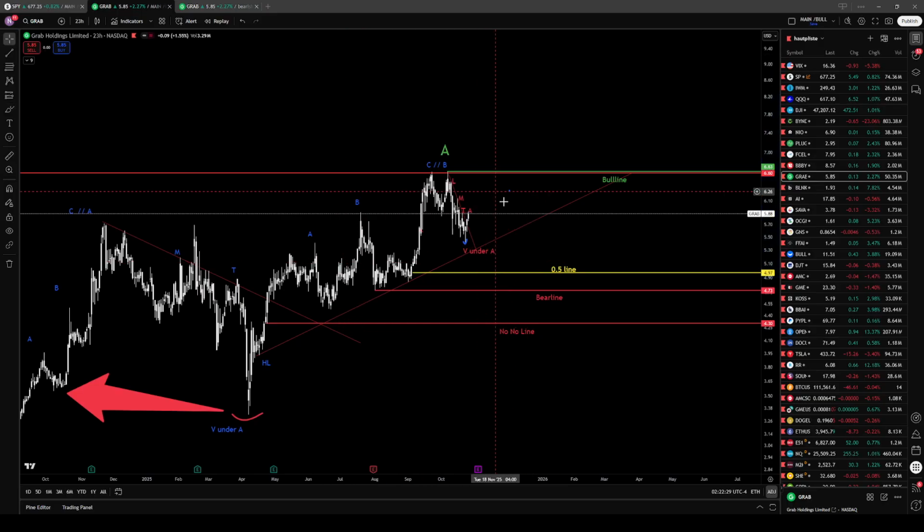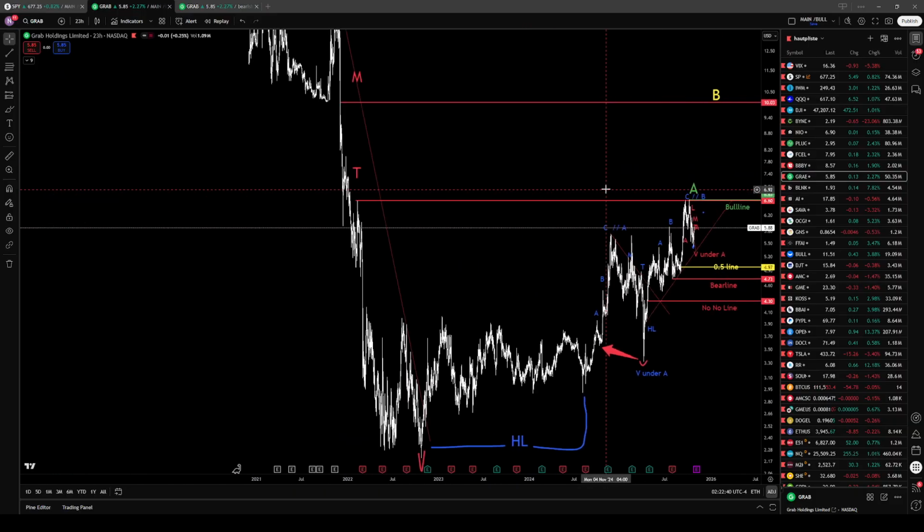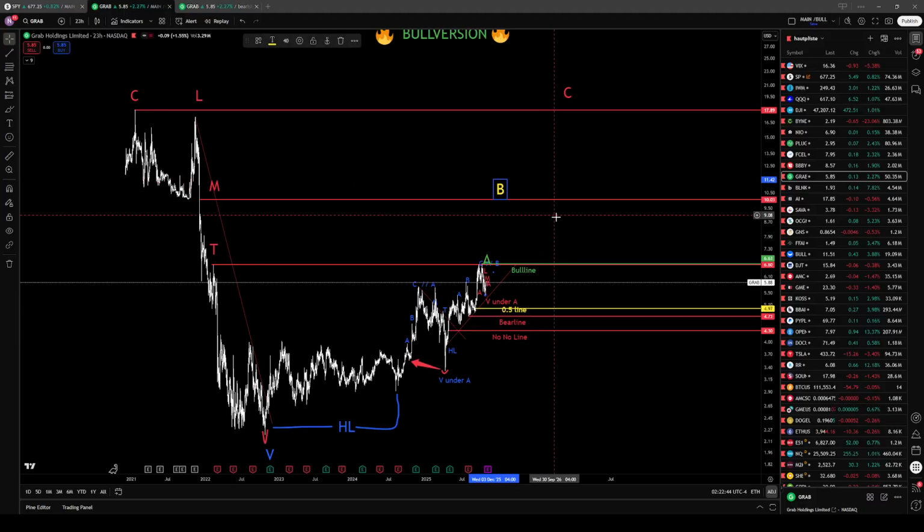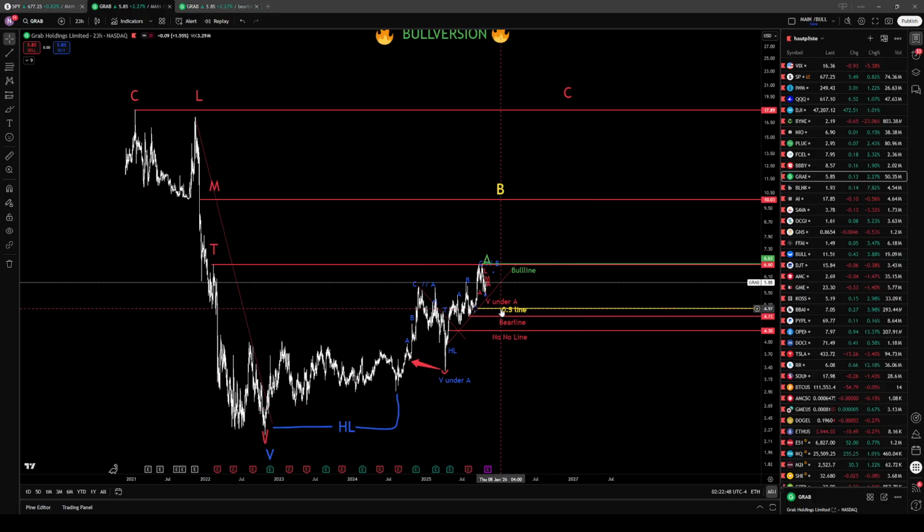What I don't want to see is my first line at 473, and what I absolutely don't want to see is a break of 431. Then I really have to do an alternative chart. Right now, I just don't see it yet. It looks bullish.